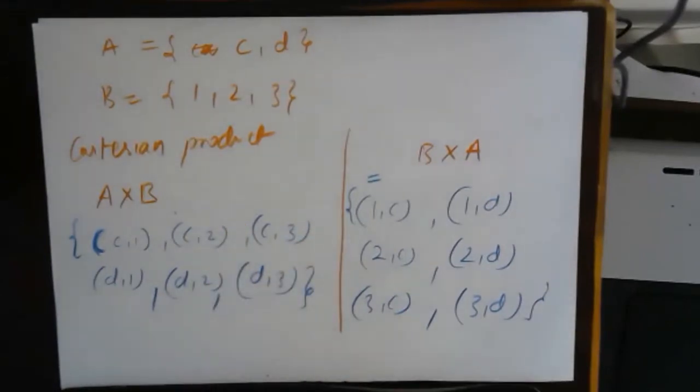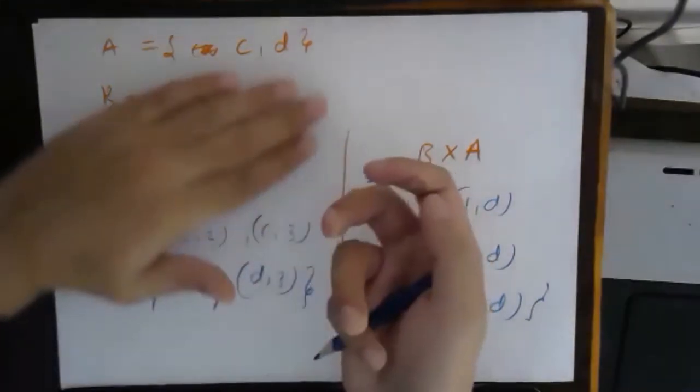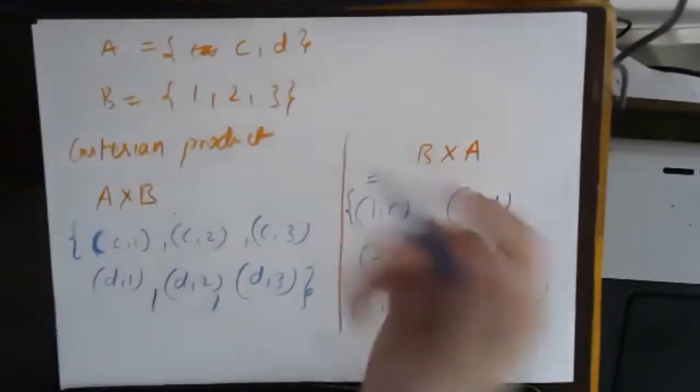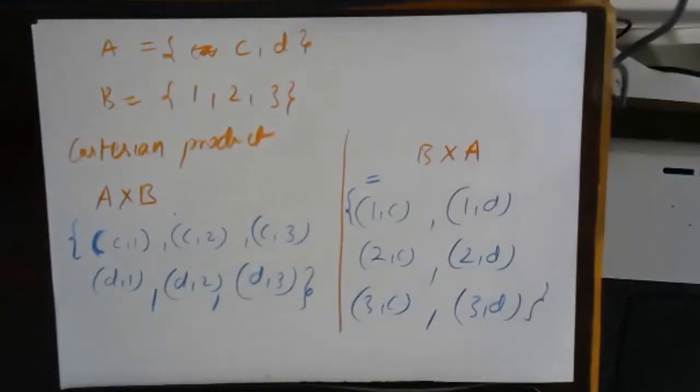A Cartesian product can only be between two sets. It cannot be on only one set. I cannot say what is a Cartesian product from set A to nothing. There cannot be nothing. There has to be A to B, A to C. There has to be two sets. If I am saying A to A also, then it's two sets, right?